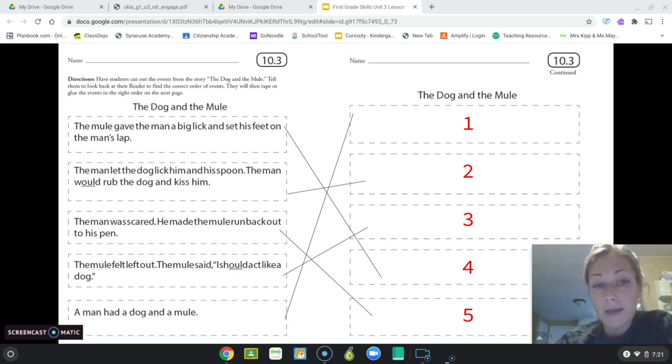So, quickly, first, a man had a dog and a mule. Next, the man let the dog lick him and his spoon. The man would rub the dog and kiss him. Then, the mule felt left out. The mule said, I should act like a dog. The mule gave the man a big lick and set his feet on the man's lap. Then finally, the man was scared. He made the mule run back out to his pen.